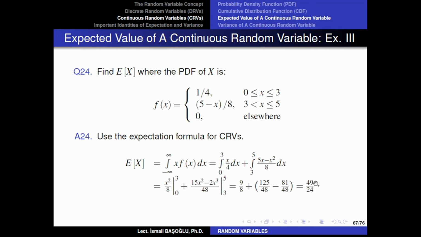So what is the approximate value of this ratio when you divide 49 over 24? It is a little larger than 2, right? And you see the expected value, the average value that this random variable can take, is a little larger than 2. It is not in the middle. According to this relative likeliness function, this probability density function, the average value that this random variable can take is a little larger than 2.